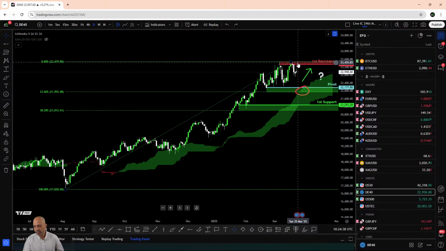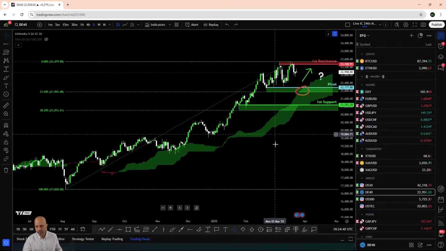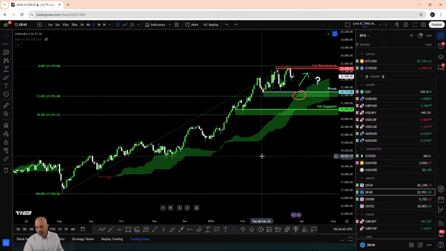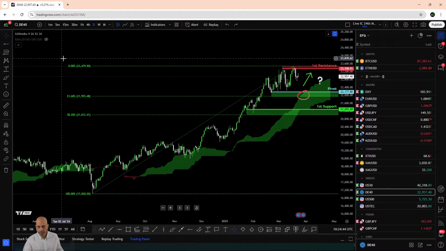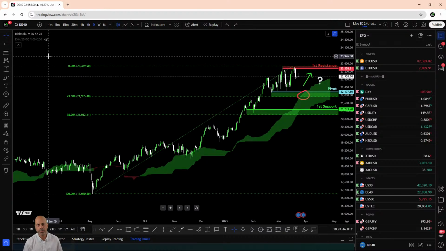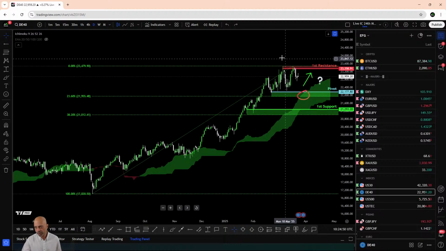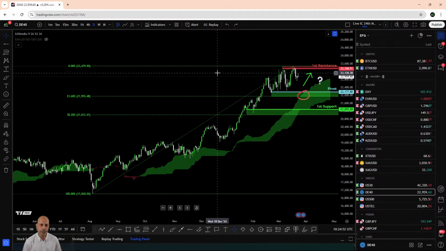Now, beyond this resistance, how could we identify the next potential area? In such a scenario, since we don't have any other levels that we can reference, there's no other swing high resistance or overlaps that we can reference, we can rely on Fibonacci tools such as Fibonacci retracements, Fibonacci projections, and Fibonacci extensions. So we're going to try with an extension first.